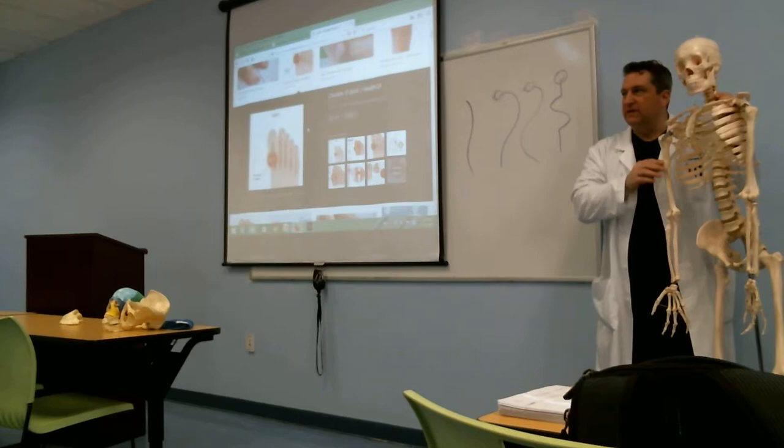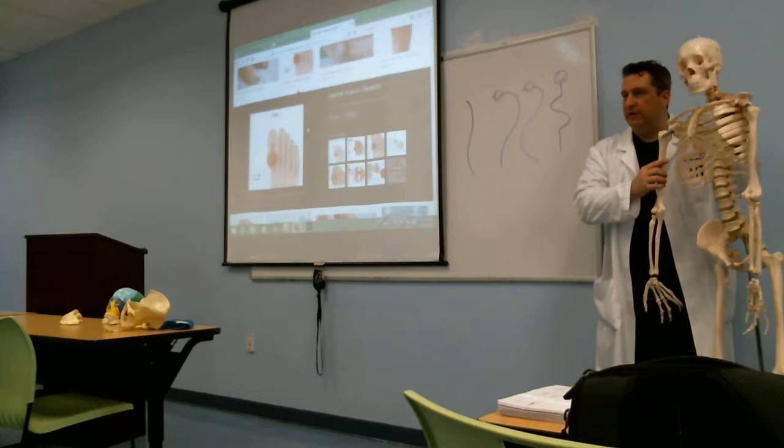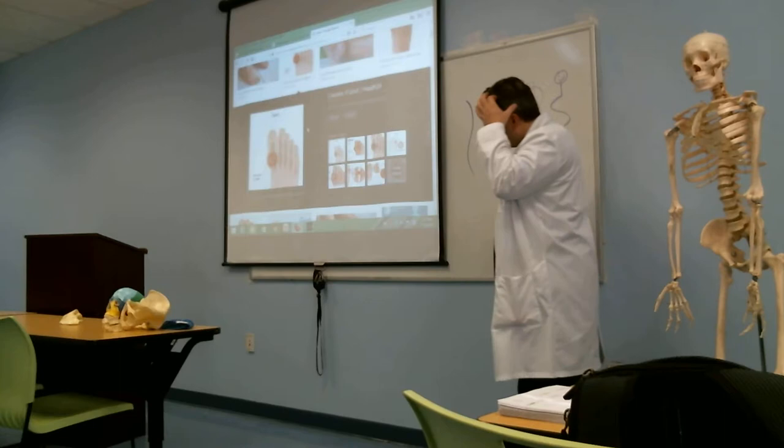That's different from a subluxation, which is like a partial dislocation. It's not a complete dislocation, it's like a partial dislocation. So needless to say, it's going to be easier to put back into place. A lot of that had to do with nose.